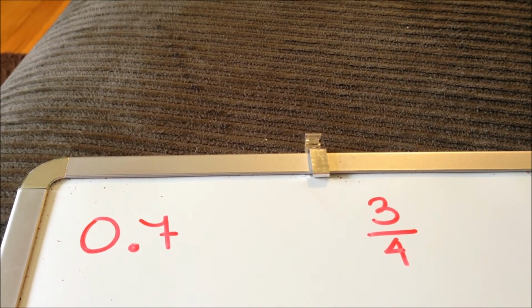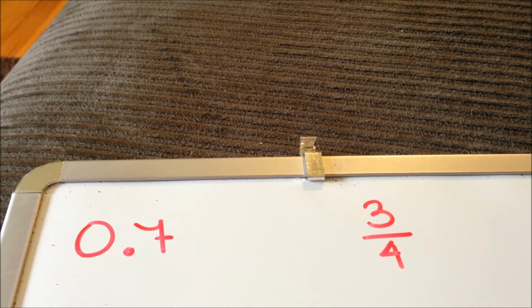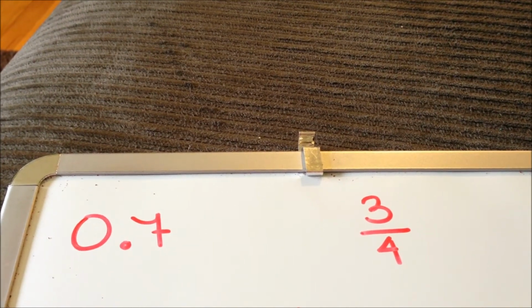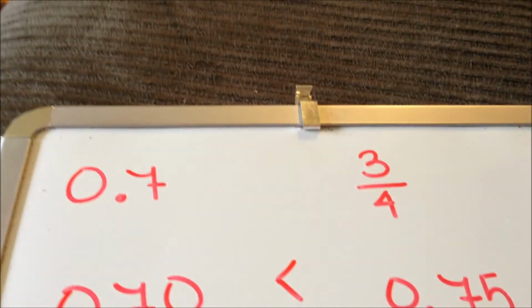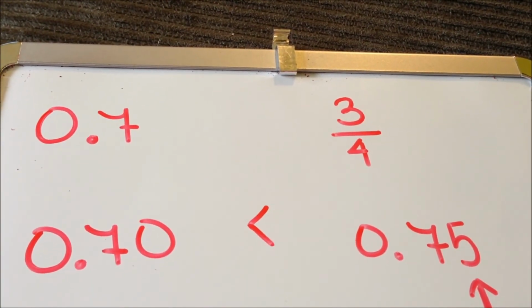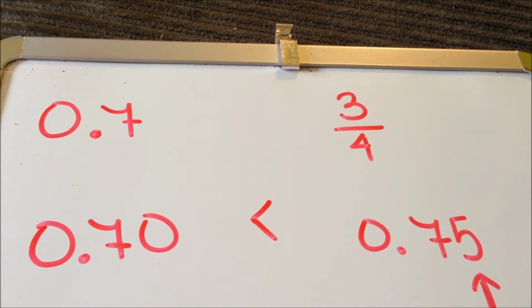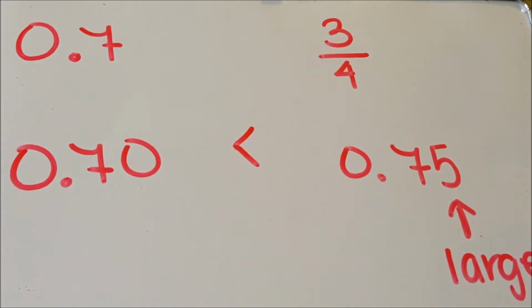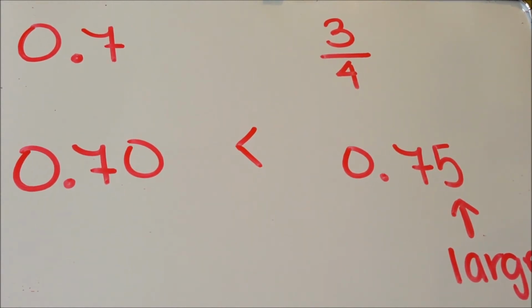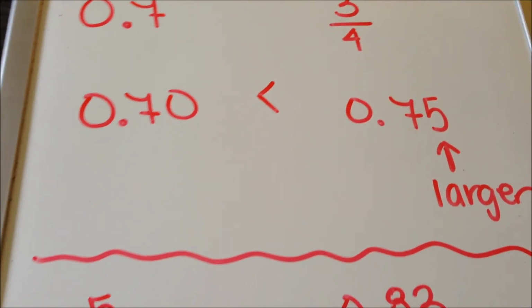Let's try a few more examples. Place a less than or greater than symbol between 0.7 and 3/4. 3/4 written as a decimal is 0.75. You can tell that 0.7 is less than 0.75 because in the hundredths position, we have a 5 for 0.75. So 0.7 is less than 3/4.